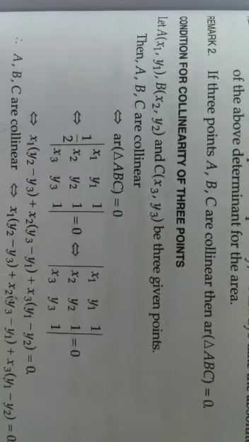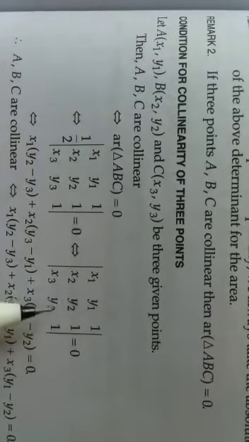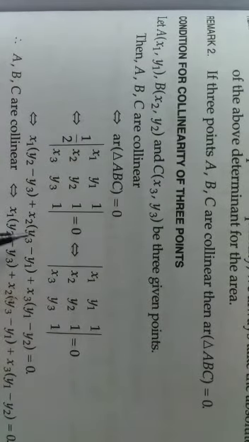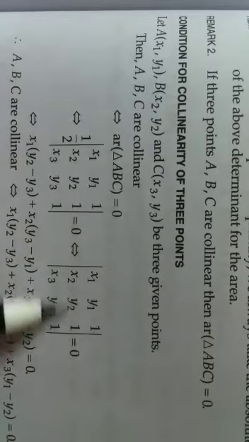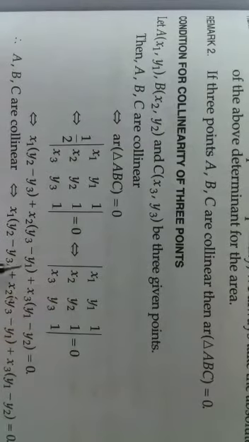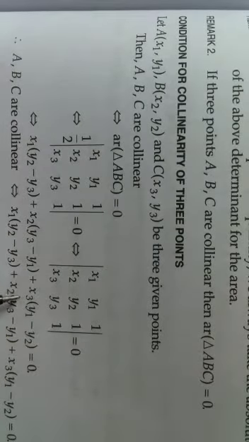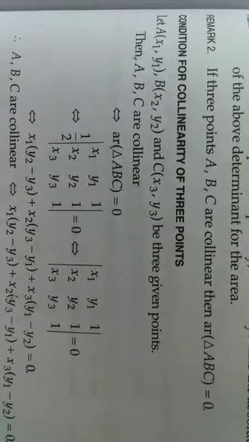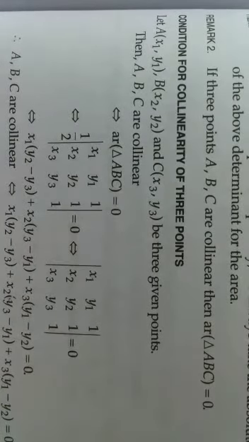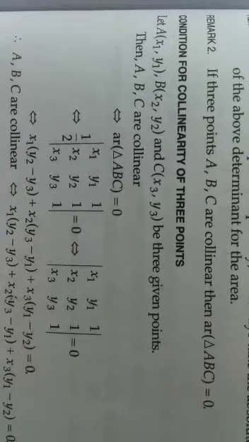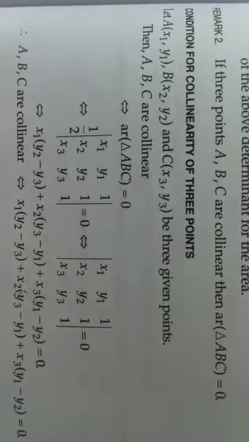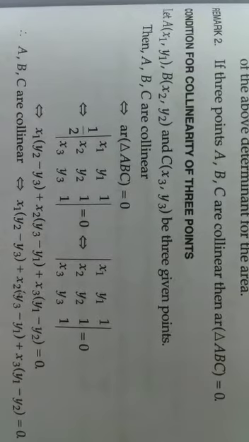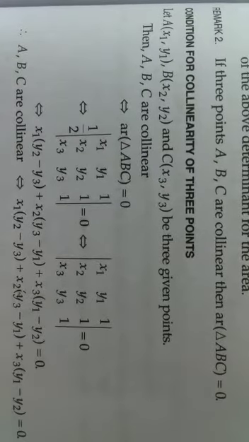If you take x1, this will be (y2 minus y3). Plus x2: if we are taking this x2, then this row and column will leave, so (y3 minus y1). Similarly plus x3 (y1 minus y2) equals 0. Therefore, since A, B and C are collinear, this value equals 0: x1 (y2 minus y3) plus x2 (y3 minus y1) plus x3 (y1 minus y2) equals 0.